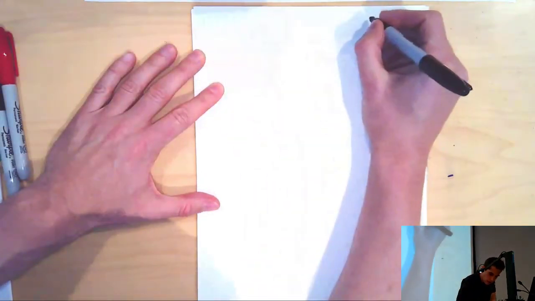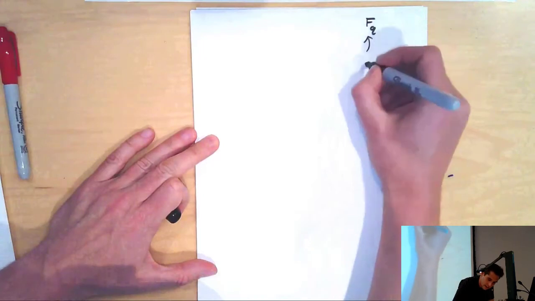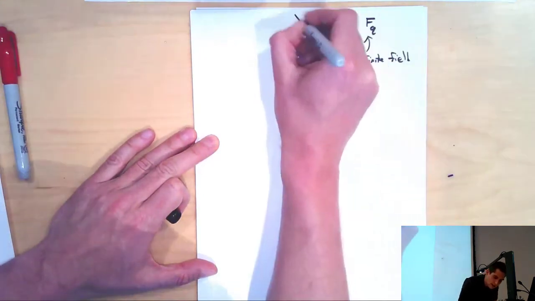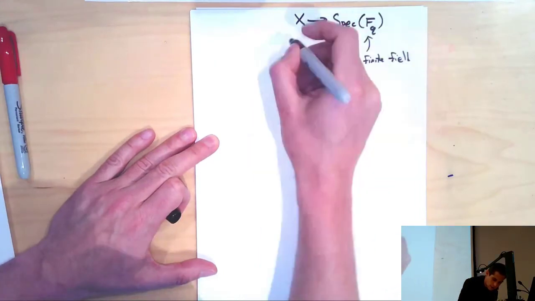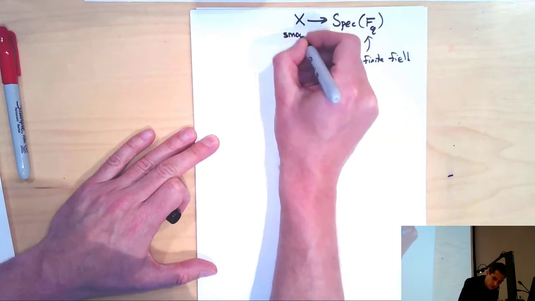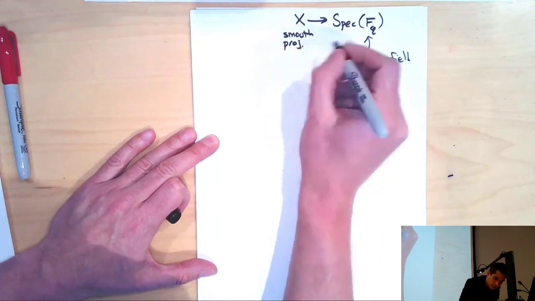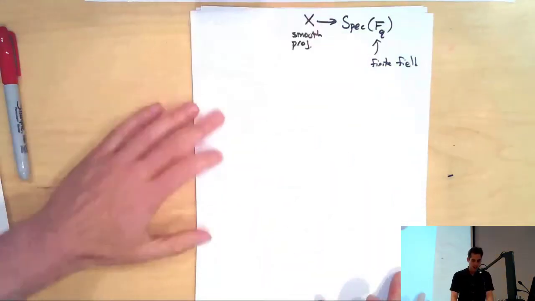So throughout this lecture, F_q is going to denote a finite field with q elements. And X is going to be an algebraic curve over F_q. When I say algebraic curve, I'm always going to mean it's smooth, projective, and geometrically connected, meaning that the ring of global functions on X is exactly F_q.